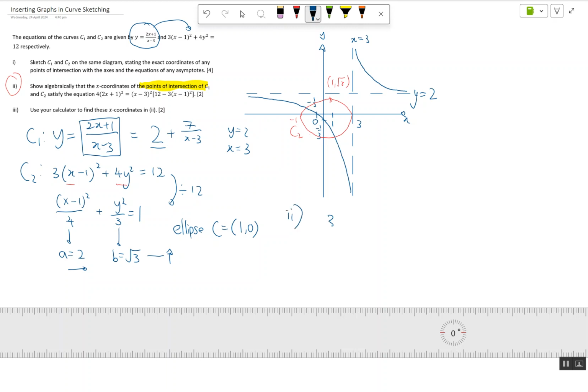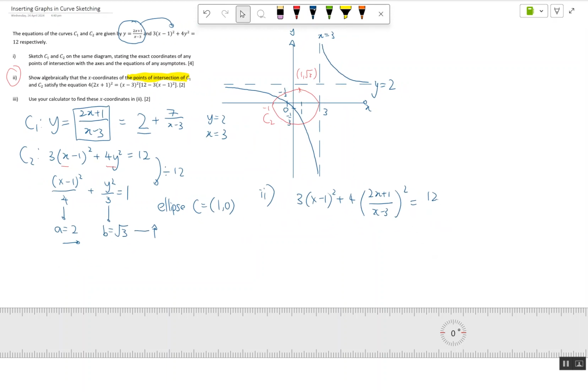That means 3(x minus 1) squared plus 4 bracket (2x plus 1) over (x minus 3) squared. I replace this y with the y of the C1, equals to 12. Your job is to make it look exactly like the given result. So you only need to do some manipulation. Don't open up the brackets. Bring this 3 guy over to the right side.